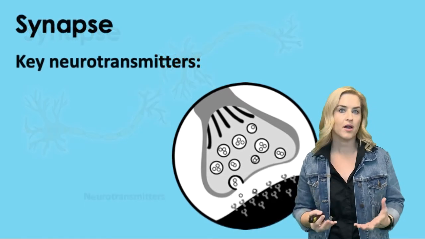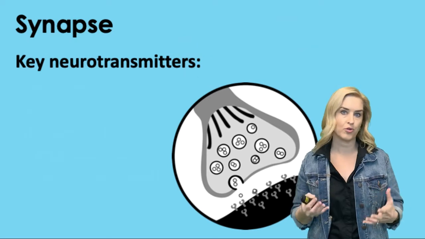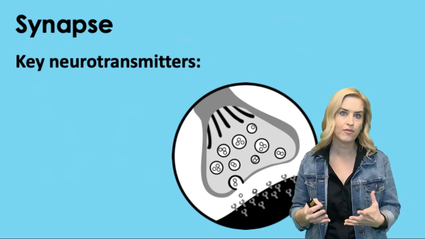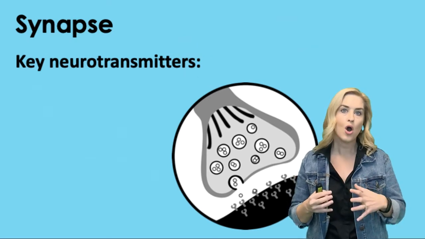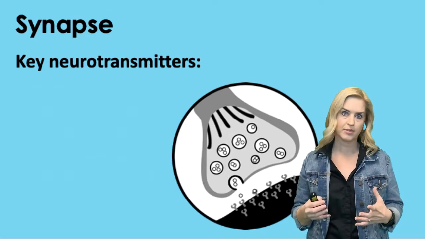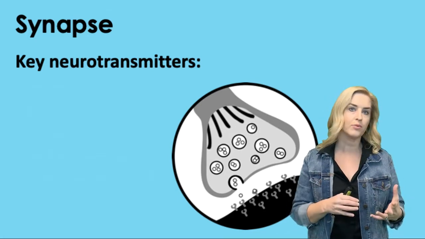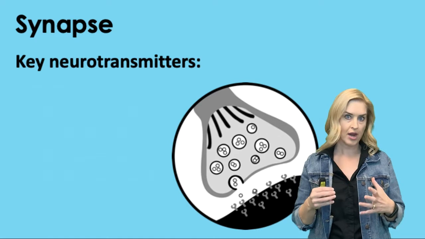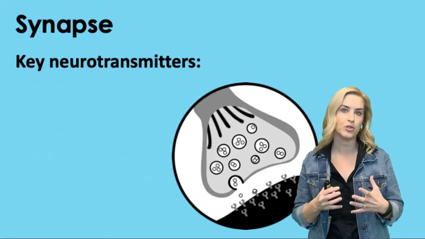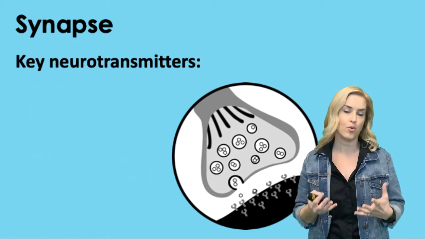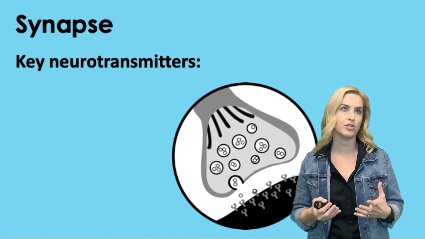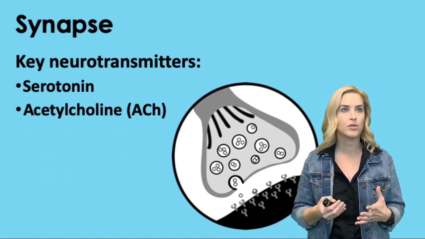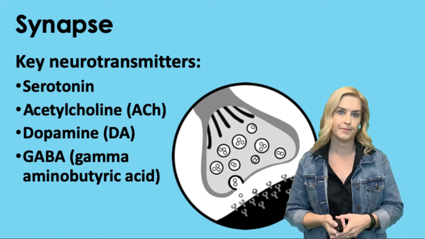So we're going to cover several different neurotransmitters in this video. However, please know we have identified over 200 neurotransmitters. Not all of them directly relate to behavior and mental process. However, many of them do. But these are some of the major ones that we look at in psychology: serotonin, acetylcholine, dopamine, and GABA.